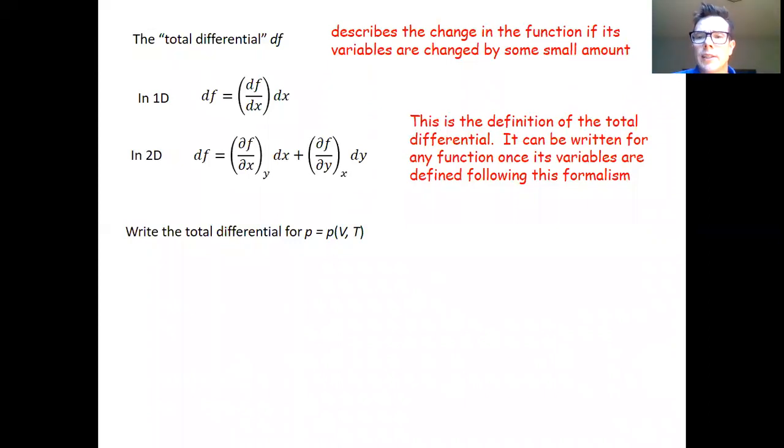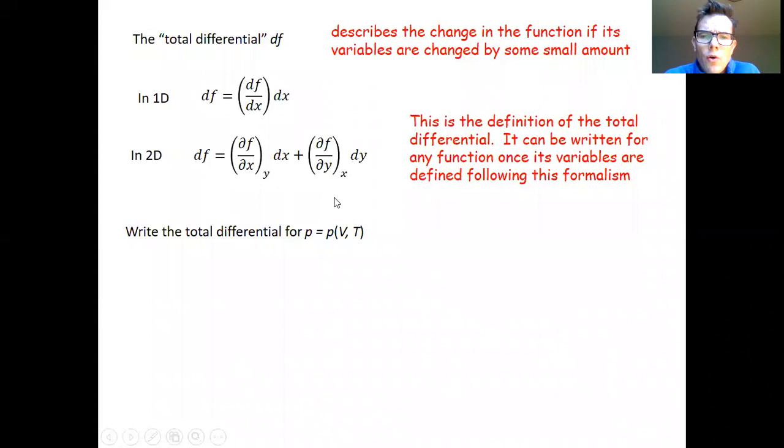In one or two dimensions, we can talk about a differential. The differential describes the change in the function if the variables are changed by some small amount. So in one dimension, the differential df is simply df dx times dx. It's the slope times the run. That's the change in f. In two dimensions, this is the expression for the total differential. It's the slope with respect to x times the change in x, plus the slope with respect to y times the change in y. The meaning here is the exact same. It will describe the total change in the function in terms of these two slopes.